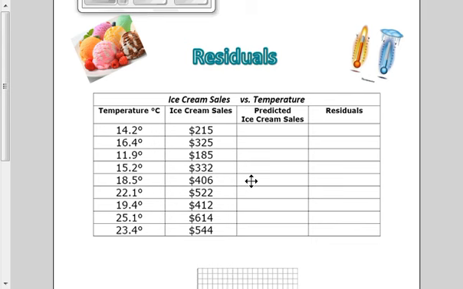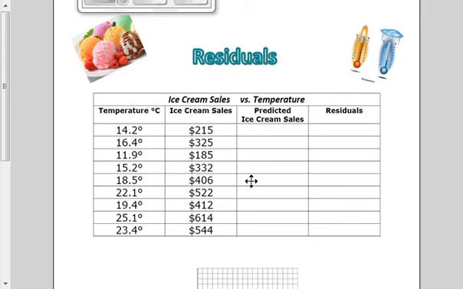To find our residuals, we're going to take our linear regression line or line of best fit. You can do the line of best fit by hand, or you can find the linear regression line from your calculator. It doesn't matter which one you use; it depends on how accurate you want your residuals to be. Some teachers will require you to do it from your line of best fit, and some will require you to do it from your linear regression line from the calculator.